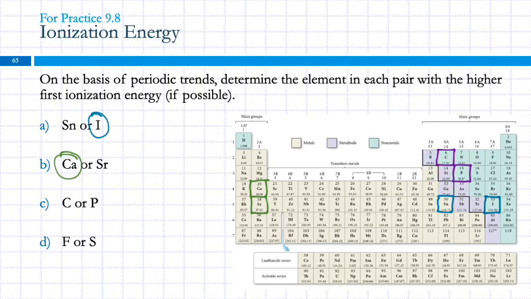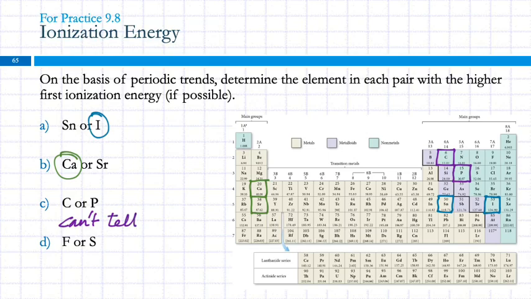This is a diagonal, so then it's possible that we can't tell. The trend going across would predict that phosphorus is smaller. The trend going down predicts that carbon's smaller. So we're going to say can't tell. Can't tell based on trends alone.